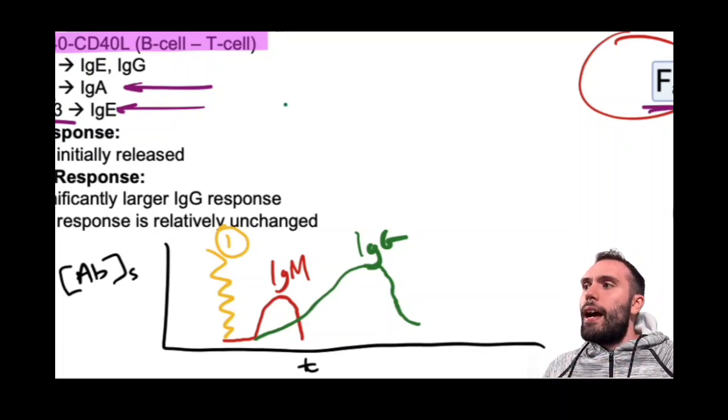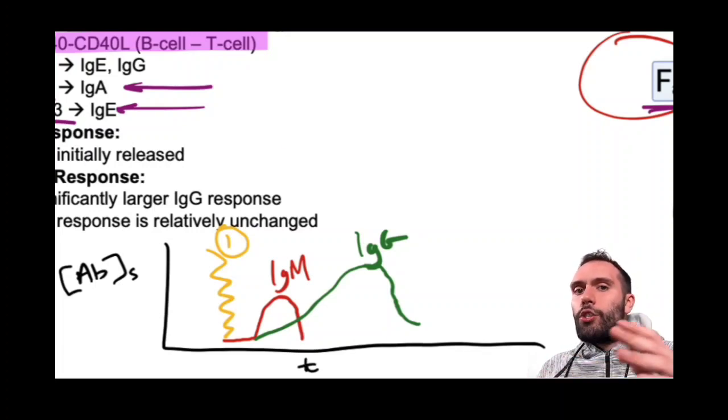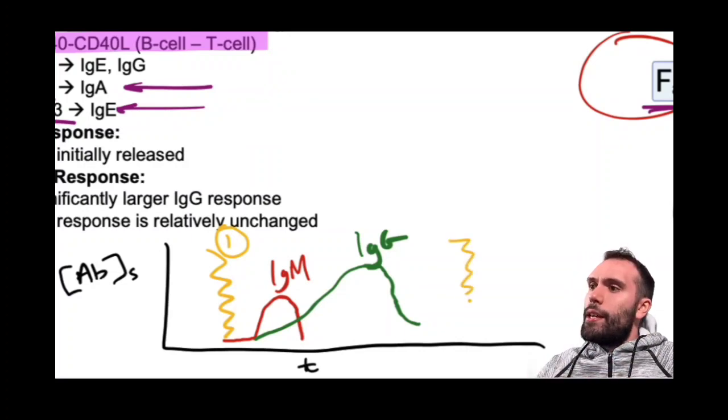And now what will happen is, remember, after we have an initial exposure, there'll be memory B cells that are around for future events with this antigen. And let's say we get infected with that same antigen, that bacteria, a second time. So the second time, what's going to happen to the IgM concentration? The IgM concentration is going to do pretty much exactly the same thing. It's not really going to change much.